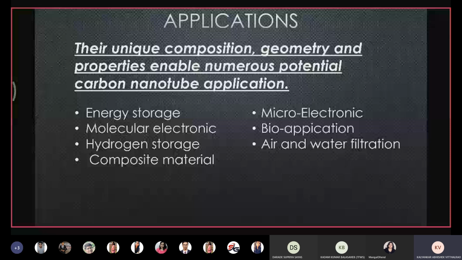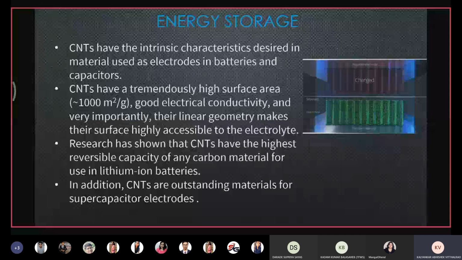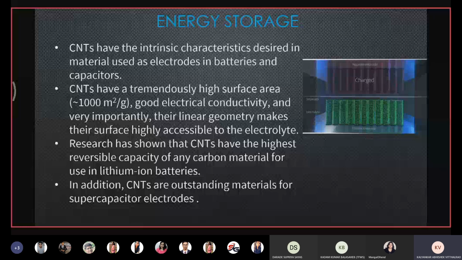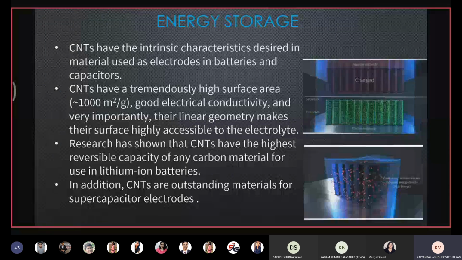Carbon nanotubes have the intrinsic characteristics desired in material used as electrode in battery and capacitor. Carbon nanotubes have a tremendously high surface area, up to 1000 meter square per gram, good electrical conductivity, and very importantly, their linear geometry makes their surface highly accessible to the electrolyte. Research has shown that the carbon nanotubes have the highest reversible capacity of any carbon material for use in lithium-ion batteries. In addition, carbon nanotubes are outstanding materials for supercapacitor electrodes.